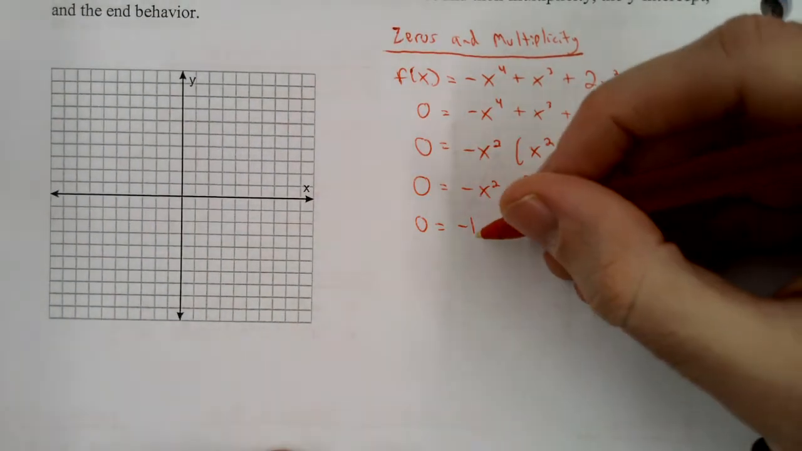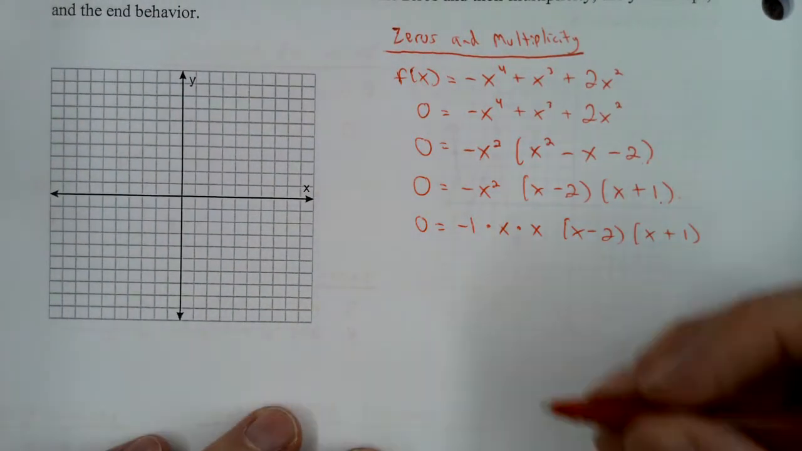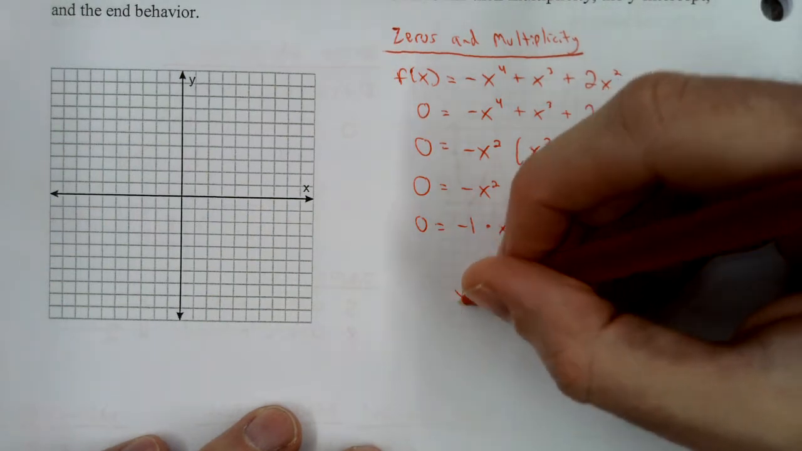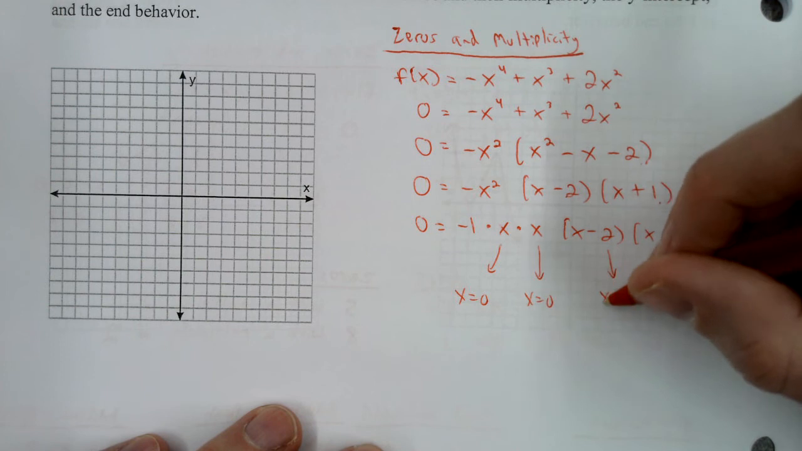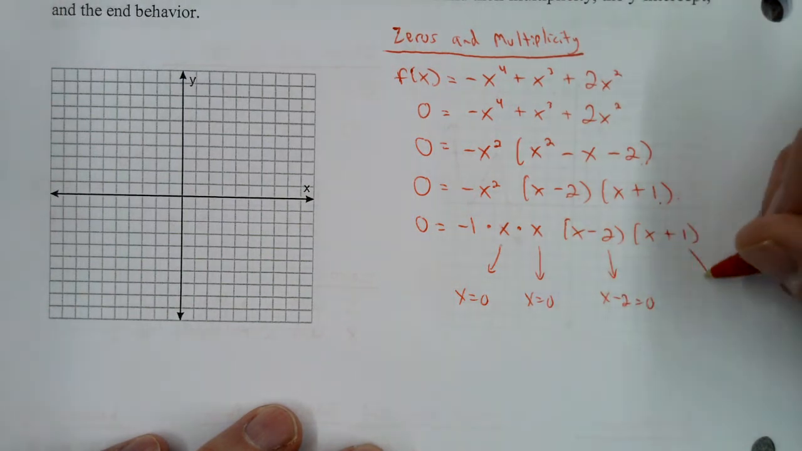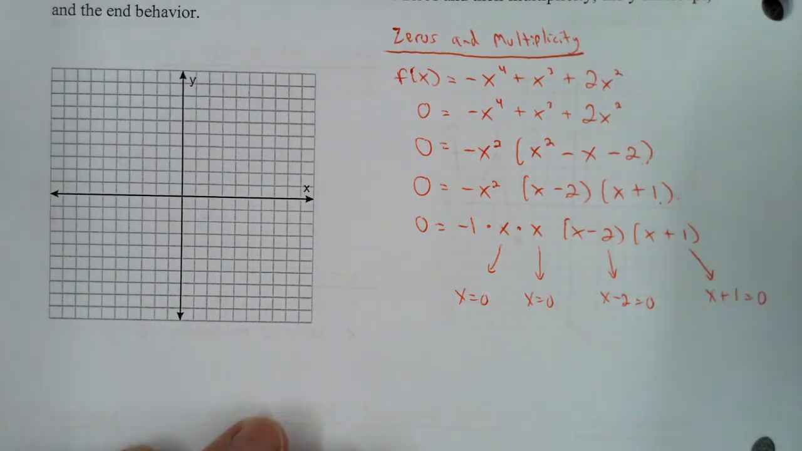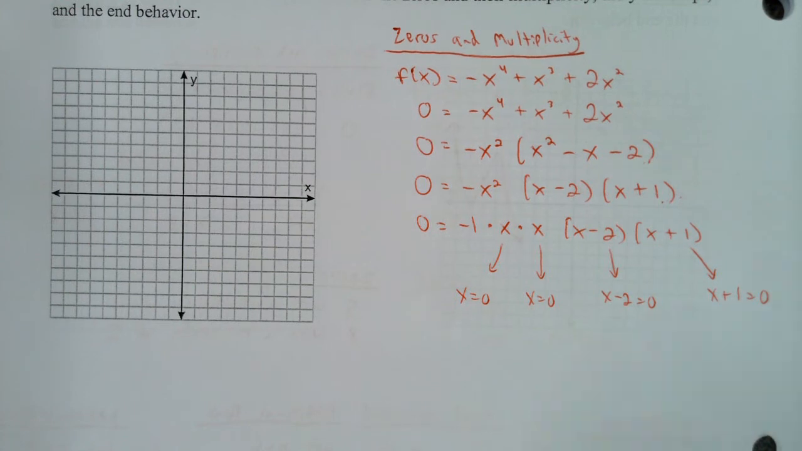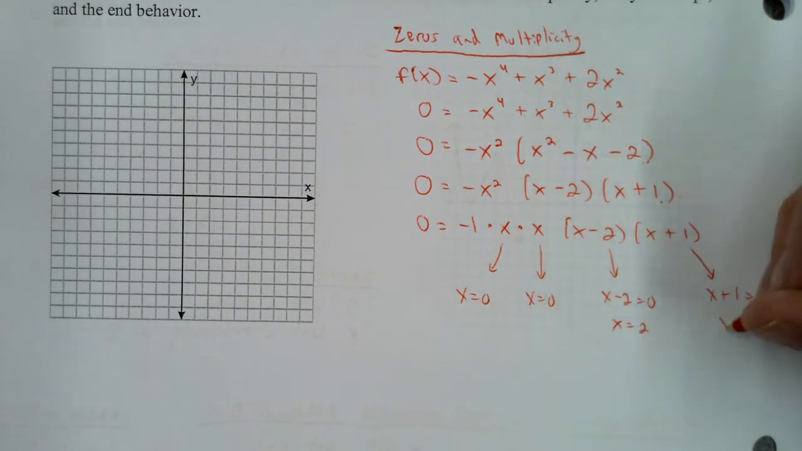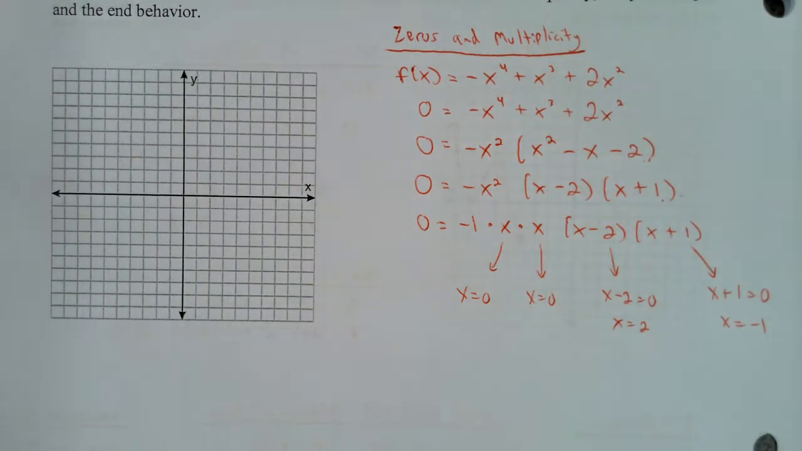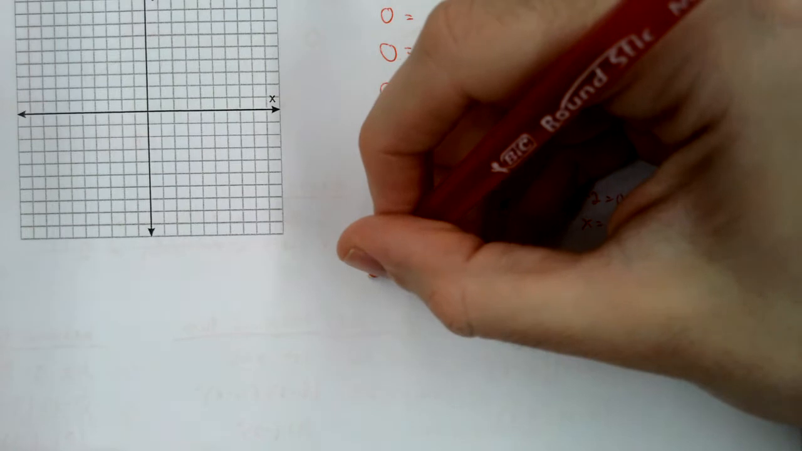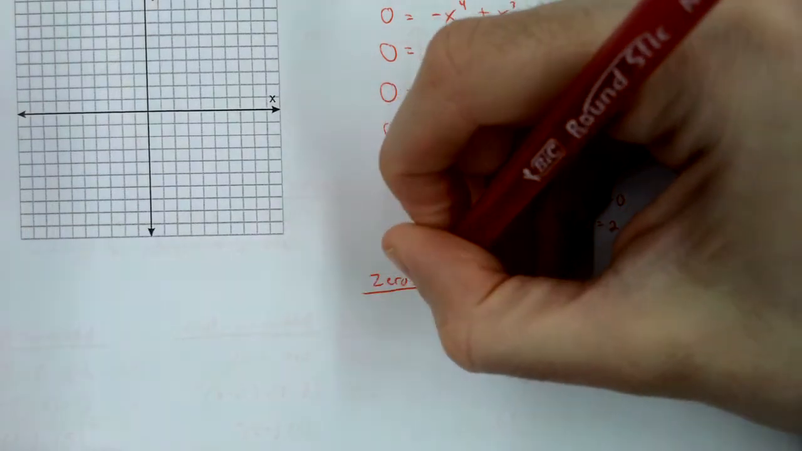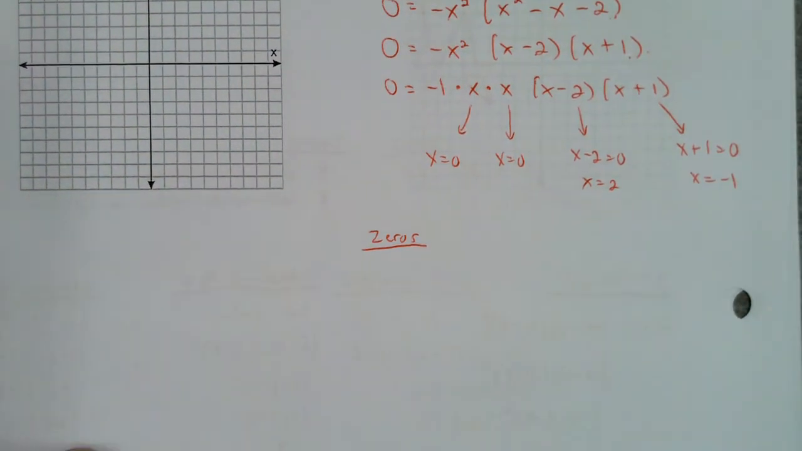Now let's do our zeros. You can ignore negative 1 equals 0. You have x equals 0, x equals 0, x minus 2 equals 0, and then x plus 1 equals 0. x equals 2, and x equals negative 1. Okay, so here are my zeros. We got negative 1, 0, and 2.